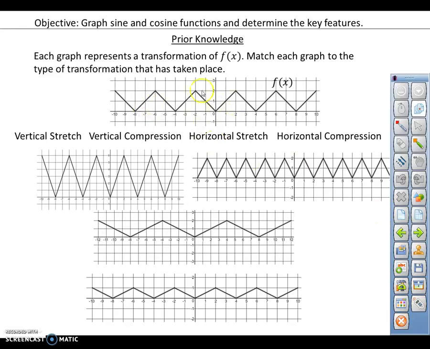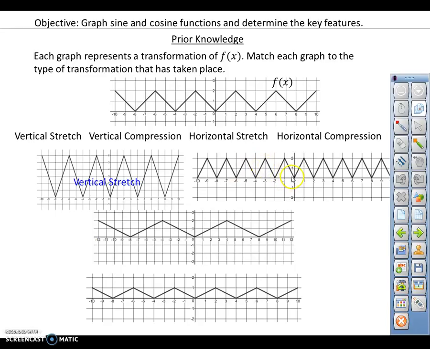So what we're going to do here is look at our parent function. We've learned about stretches and compressions for both vertical and horizontal. Looking at this graph right here, what we notice is that the zeros are in exactly the same positions as they are in the parent function, which means that no horizontal stretch or compression has taken place. We notice, however, that the maximum values of 2 are now at 6. So this is representing a vertical stretch.